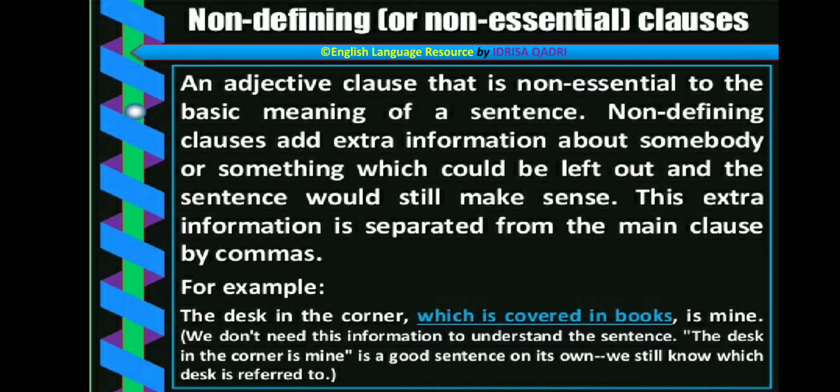Non-defining clauses add extra information about somebody or something which could be left out and the sentence would still make sense. This extra information is separated from the main clause by commas. For example, the desk in the corner, which is covered in books, is mine. We don't need this information to understand the sentence. The desk in the corner is mine is a good sentence on its own. We still know which desk is referred to.